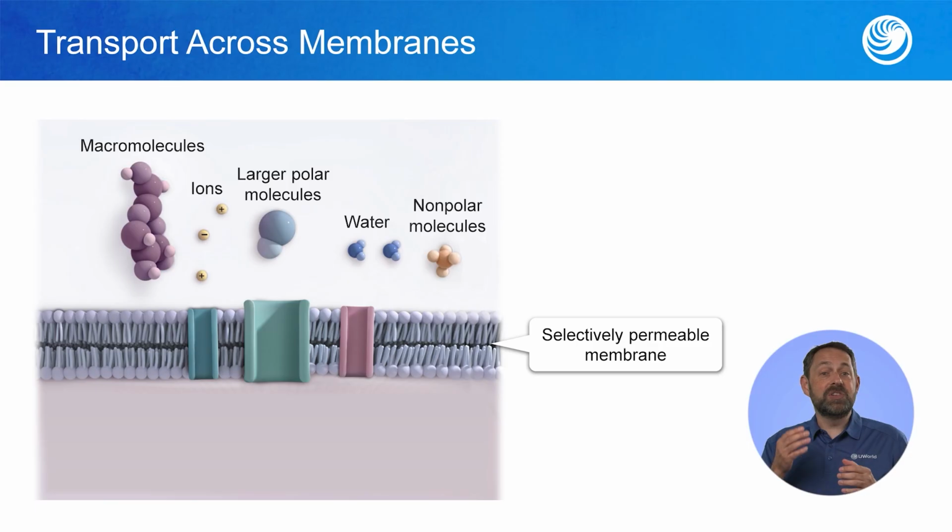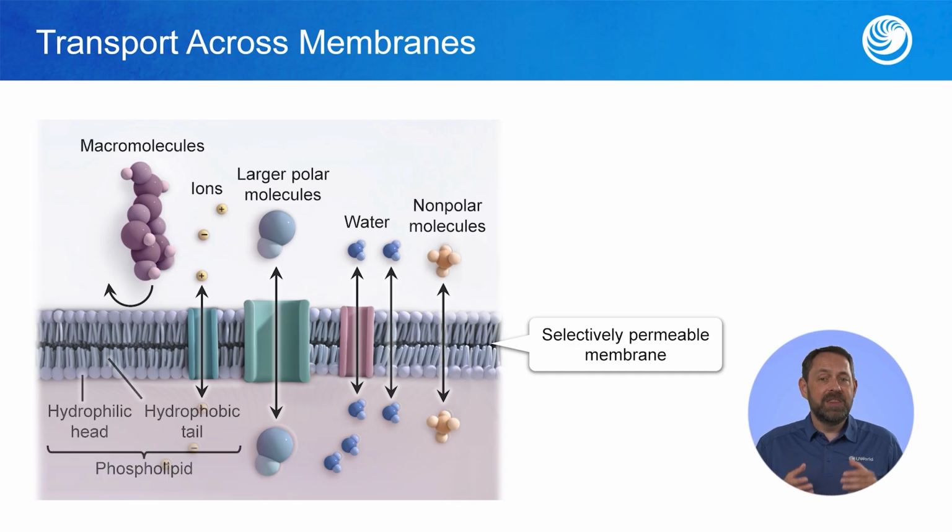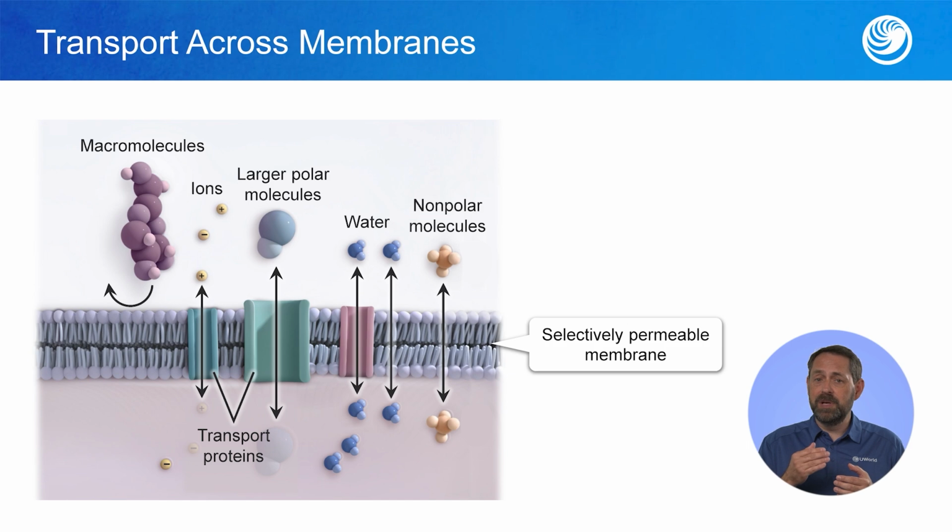Cell membranes are selectively permeable, meaning they allow certain substances to pass while blocking others. The arrangement of the phospholipids and proteins that make up the membrane structure enable the membrane to carefully regulate the movement of materials into and out of the cell.